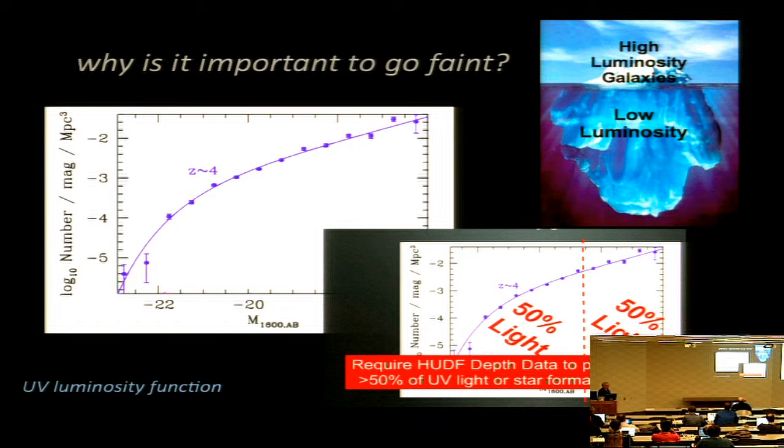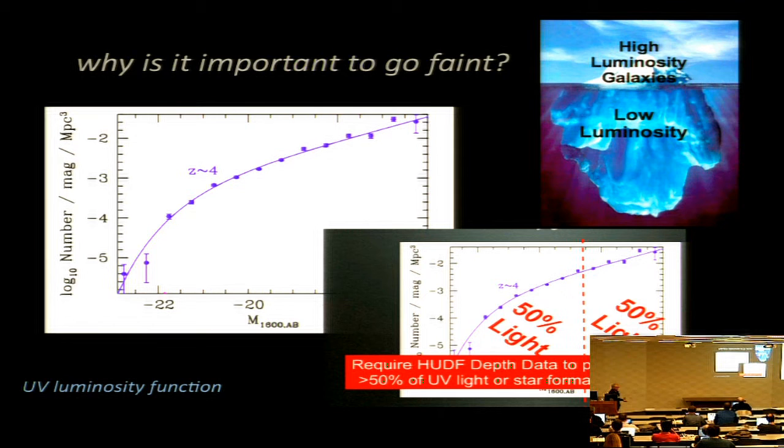So why is it important to go faint? It's crucial, as it turns out, at high redshift, because as we have found, the luminosity functions are very steep. The bulk of the mass and the light at high redshift is in low luminosity galaxies.